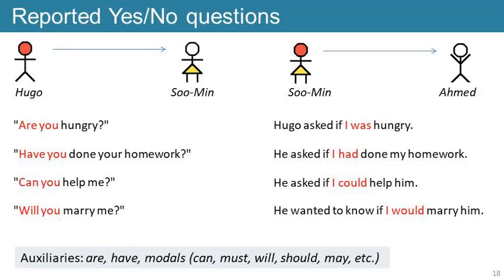Questions using all the other auxiliaries except do are formed in a slightly different way when reported. Here are 4 examples. In each case, the word if is added and the subject and auxiliary are reversed to create the normal subject-verb word order in statements. So, for example, Hugo asked if I was hungry, and he asked if I could help him.